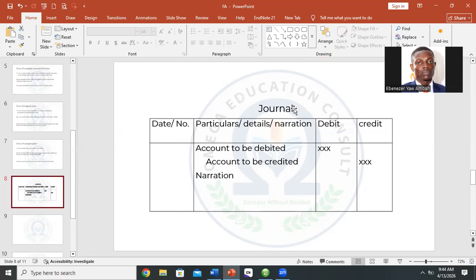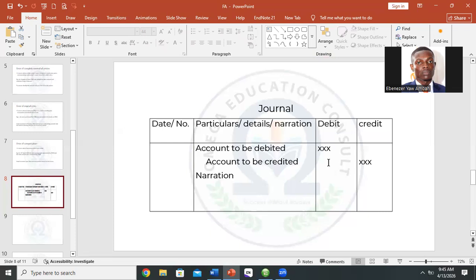So normally this is how you go about it. With the title journal, it has 1, 2, 3, 4 columns. The date or number is the first column. So where the errors are dated, you use the date. If it is numbered, use the numbers. Then you have your details or particulars, so you can choose any of them. Then you have the debit column and the credit column. So when you do the analysis, or if you recall, when we do the analysis, it's either we have to debit this account and correspondingly credit another account.